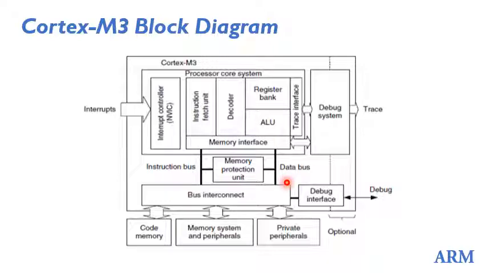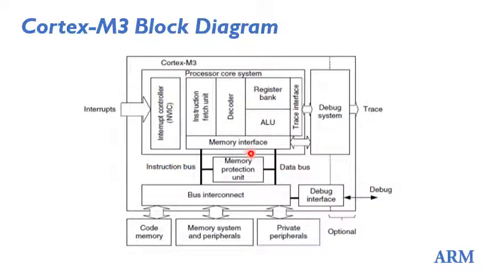So the data accesses from memory will not interfere with the instruction pipeline. The instruction pipeline can go on. You can continuously fetch instructions from memory through the instruction bus, and wherever data is required to be accessed from memory, that can happen simultaneously through the data bus.